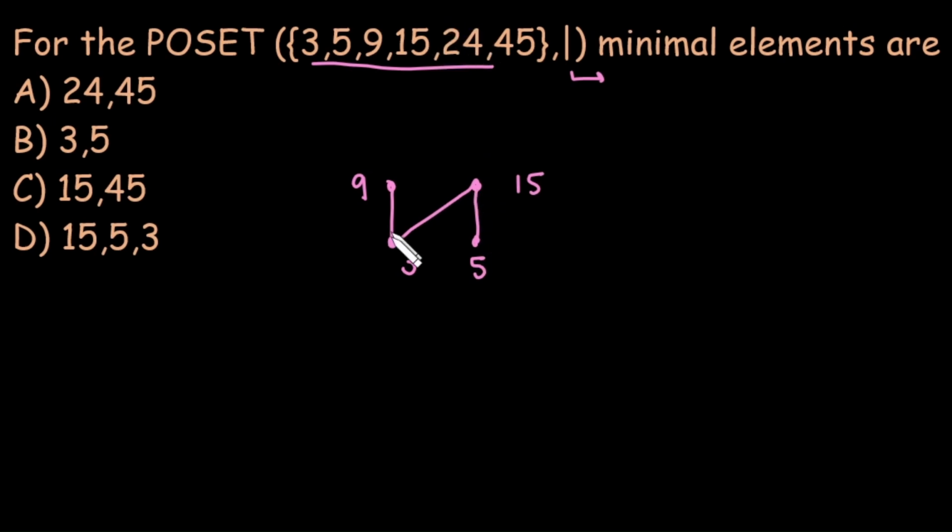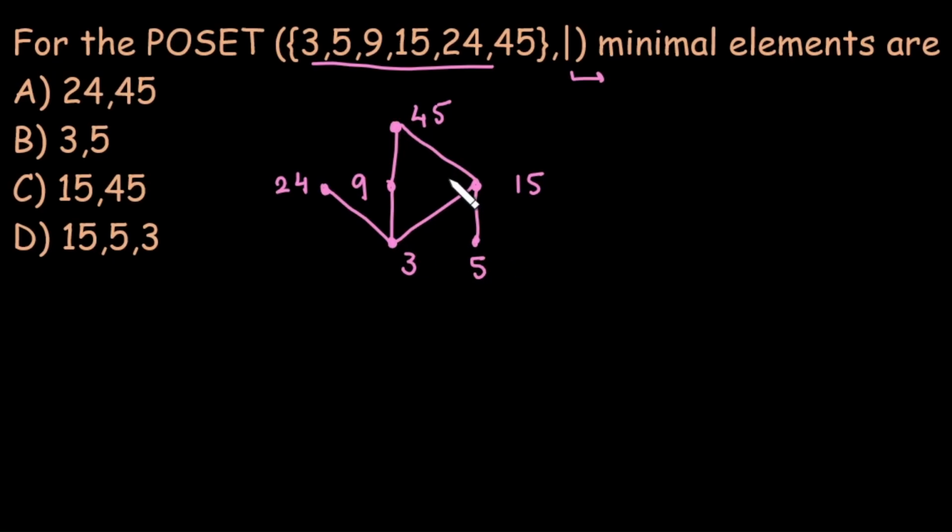Whether any element divides 24? Yes. Which one? That is 3. So the level of 24 is above the 3. Now 45. Whether 24 divides 45? No. 9 divides 45? Yes. So the level of 45 is above the level of 9. Whether 15 divides 45? Yes. Now 3 divides 45, 5 divides 45, but we will not join them because there is a way to reach 45 from these two elements.